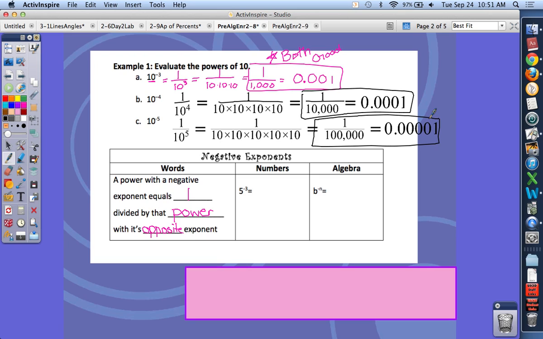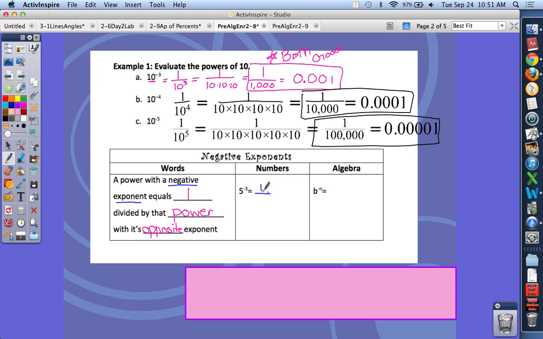And this rule doesn't just work for powers of 10. You can do it with any power. Here's another example, okay? We have 5 to the negative third. You're still going to follow this rule. When you see a negative exponent, it's going to equal 1 divided by that power with its opposite exponent.